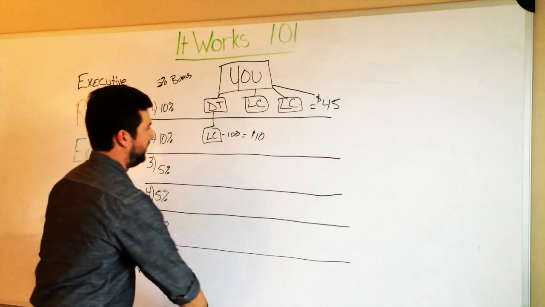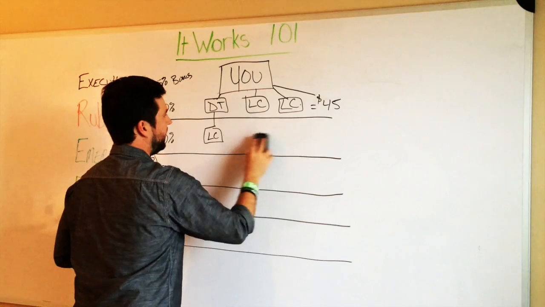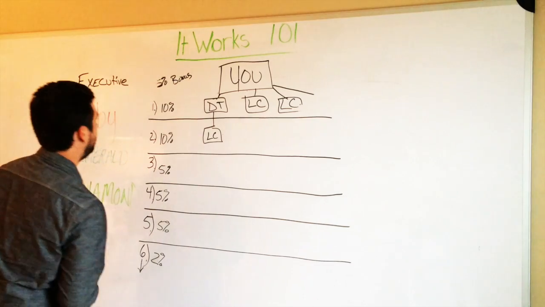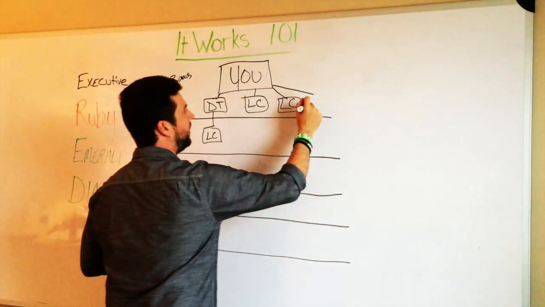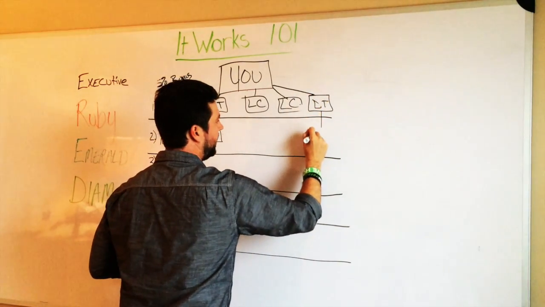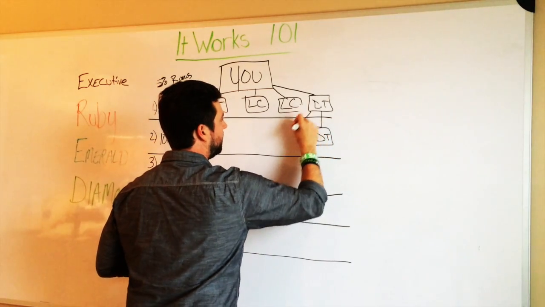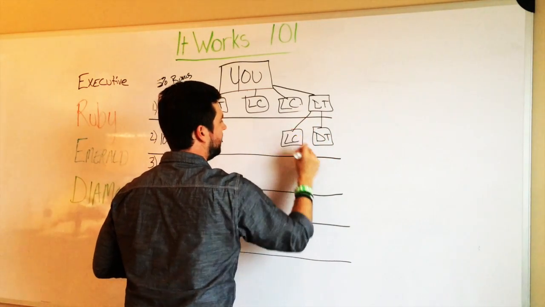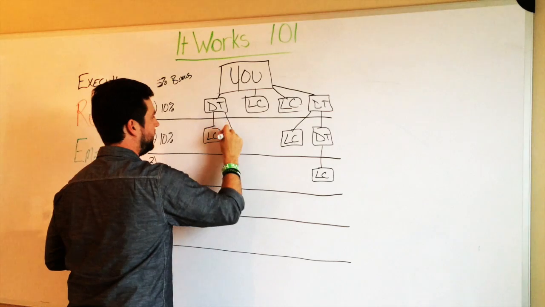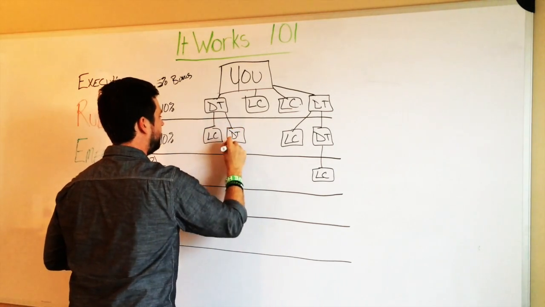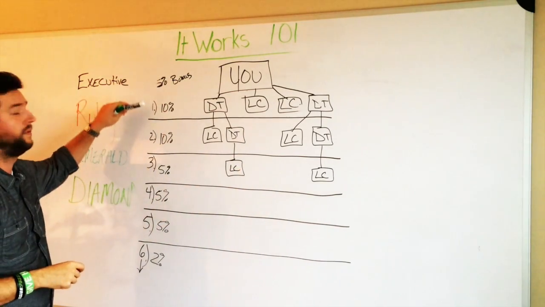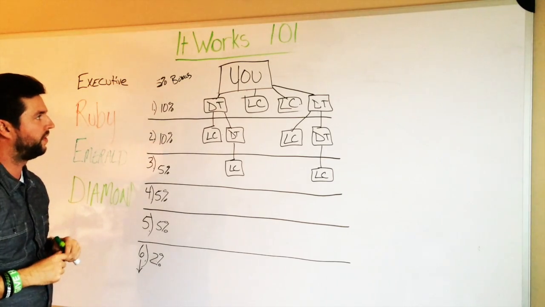So let's take this to the next level. Now, once you hit executive, you get paid on your first 3 levels. So now you're going to have another DT here. And let's just say this DT has a DT plus an LC. This DT gets an LC. And this DT gets a DT. Also has an LC. So now that you hit executive, you're going to get the first, second, and third levels.